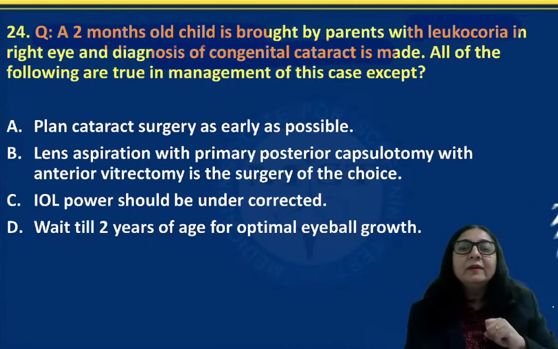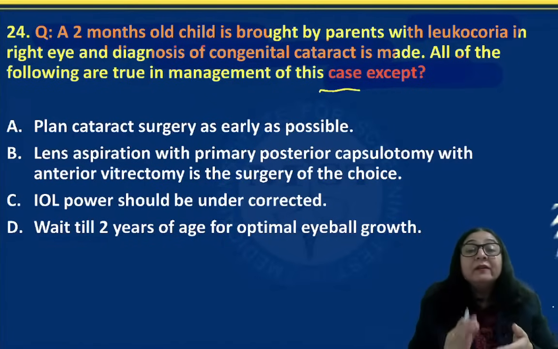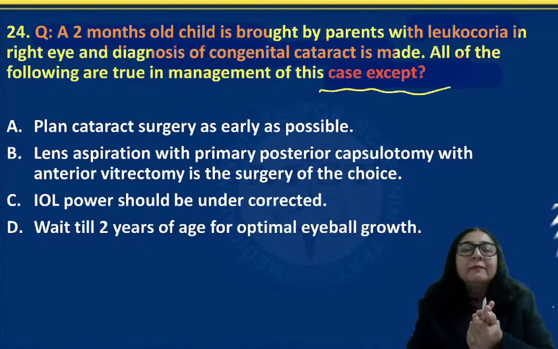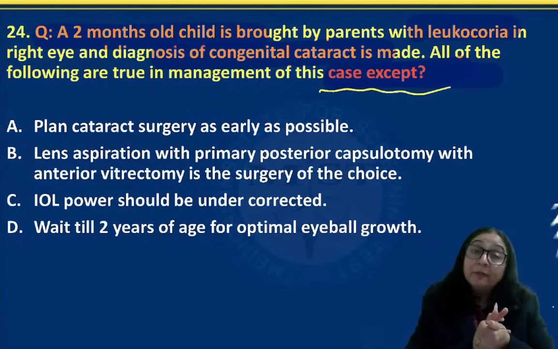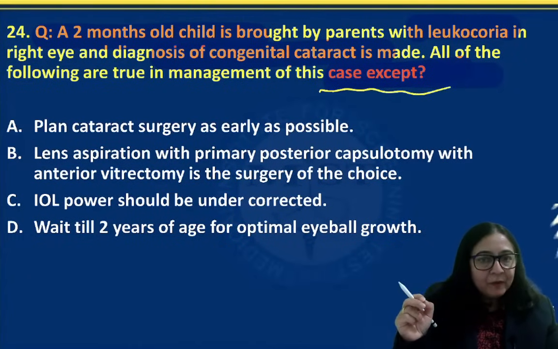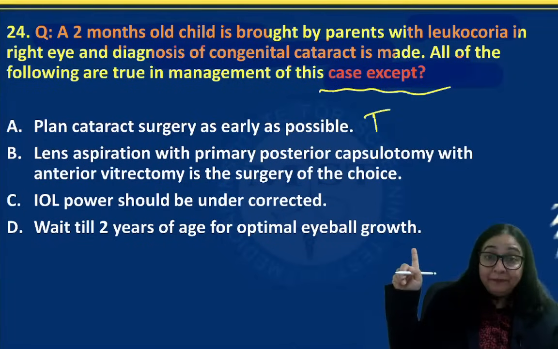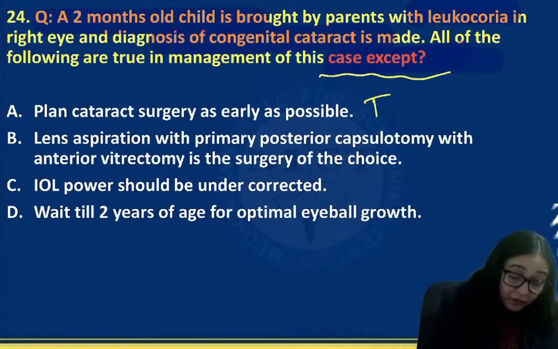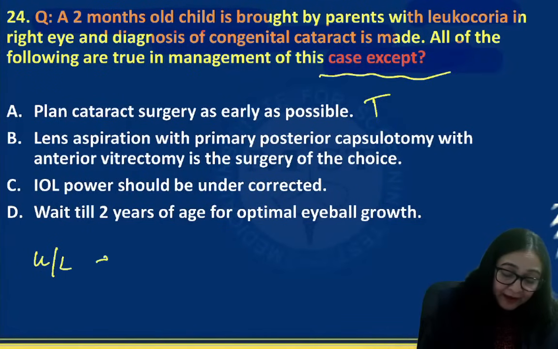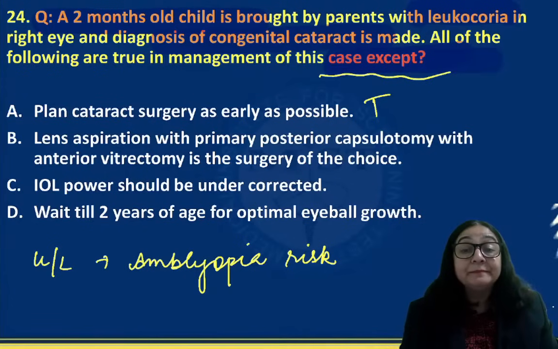All of the following are true in the management of this case except, so what will not be ideal for managing congenital cataract in a 2-month-old child? Let's go choice by choice. Plan cataract surgery as early as possible. That is correct because there is cataract only in one eye. Unilateral congenital cataracts are at high amblyopia risk. So you will try to do cataract surgery as early as possible.